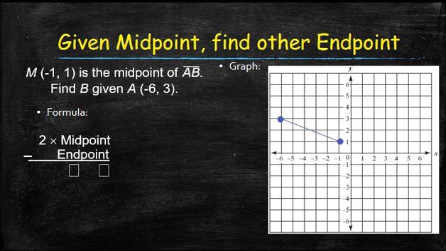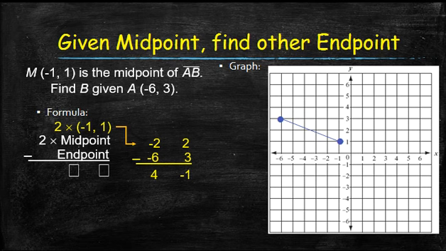So my midpoint is (negative 1, 1). So 2 times negative 1 is negative 2. 2 times 1 is 2. So (negative 2, 2) is what I have when I double my midpoint. Then I subtract my endpoint, (negative 6, 3). And I get 2 minus negative 6 is 4. 2 minus 3 is negative 1. So (4, negative 1) should be my other endpoint.